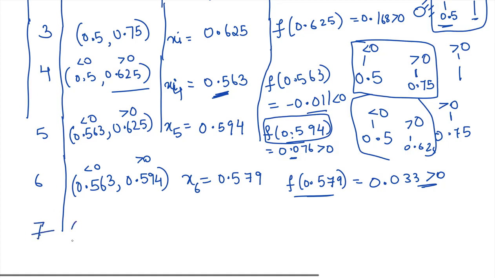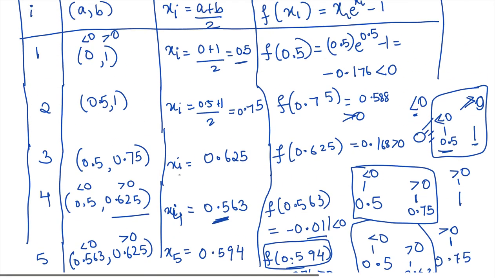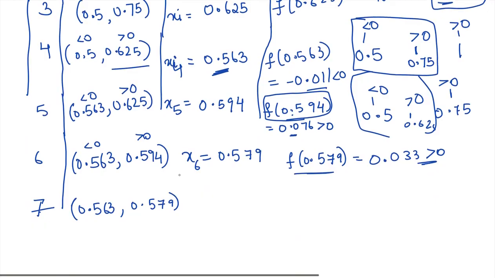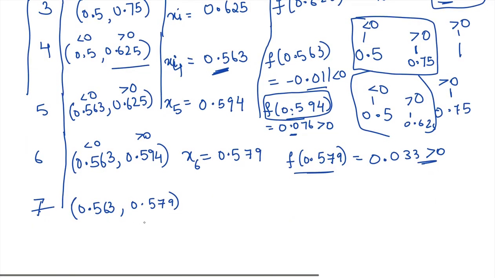Now the seventh interval would be 0.563 comma 0.579. Are you noticing? Initially we started with 0 and 1. Now our root is between 0.563 and 0.579. We have shrunk the interval very much. So x7 would be 0.563 plus 0.579 divided by 2. So it would be 0.571.